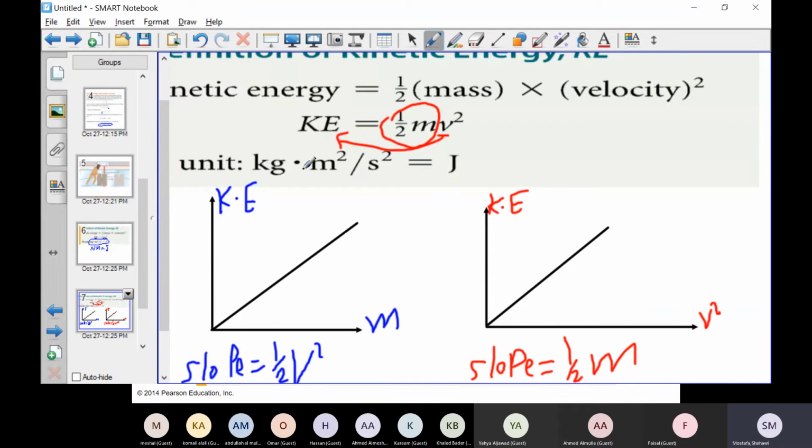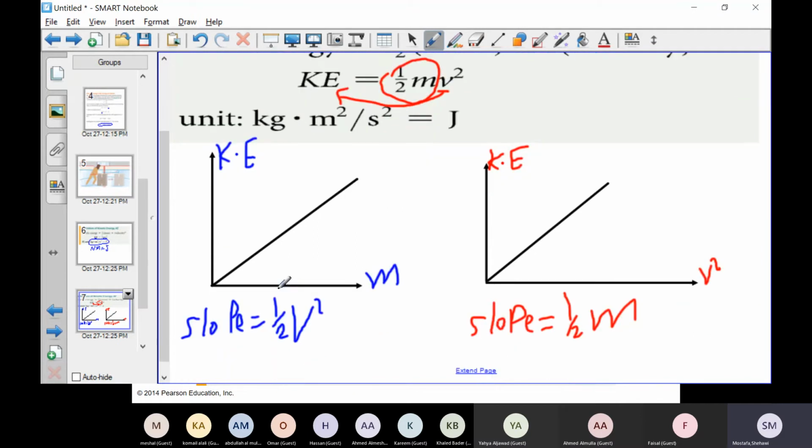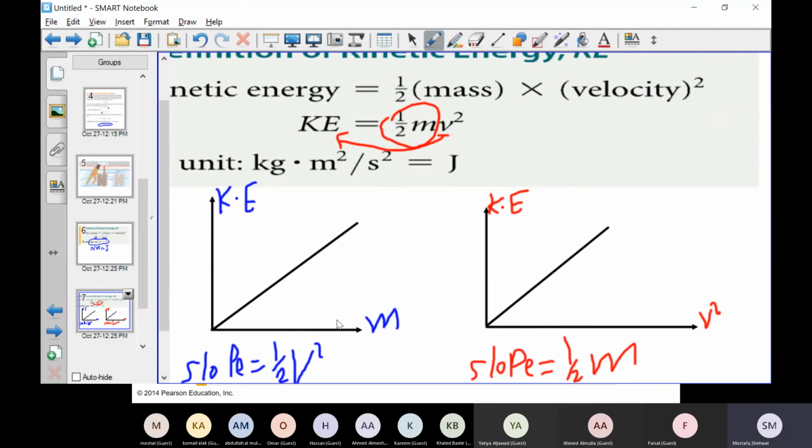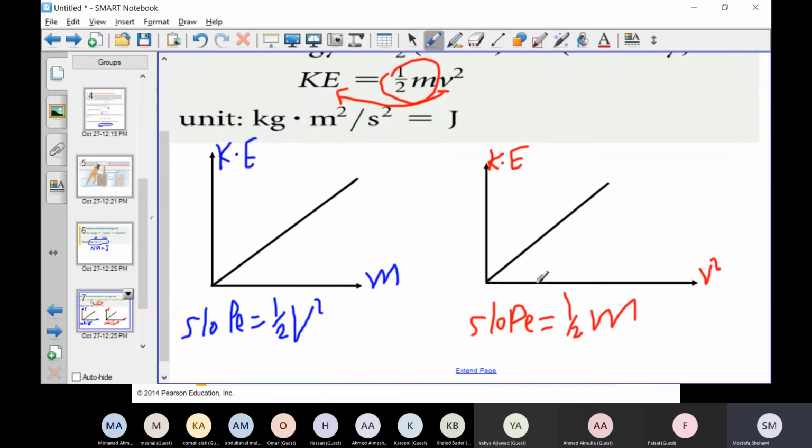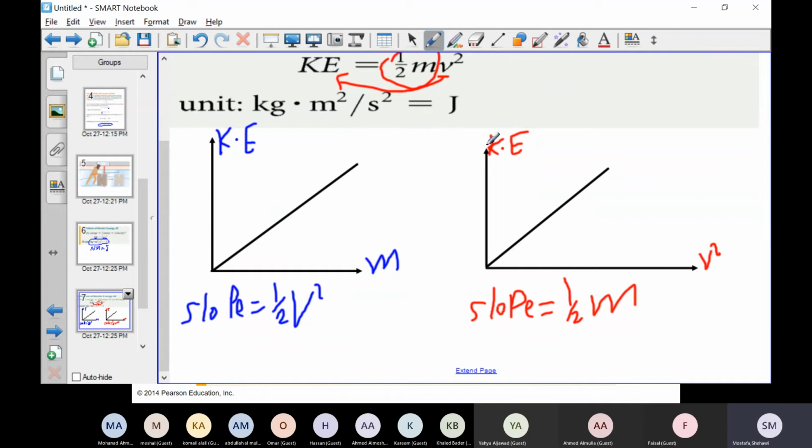And the same thing applies here. If I want to find the KE divided by mass, the slope will equal half v squared. So from this we can know that kinetic energy is directly proportional to mass and directly proportional to what? To velocity squared. What if I draw the relation between kinetic energy and the velocity, not square, but velocity only? Anyone can predict what would be the relationship?